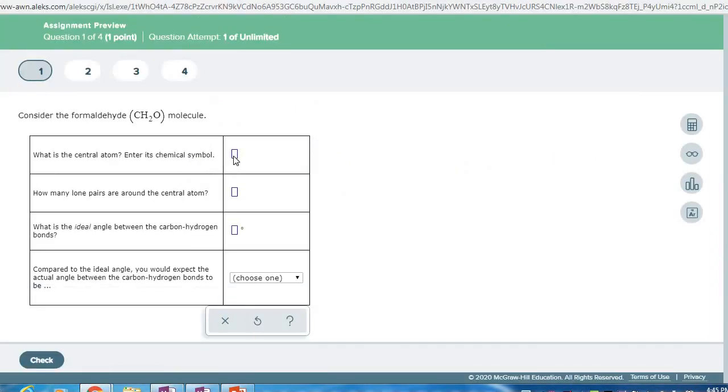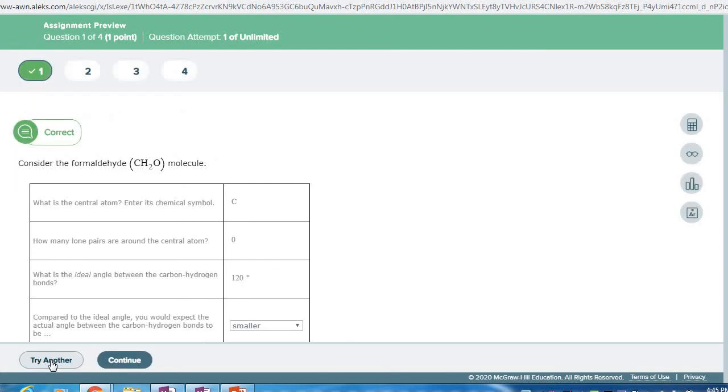And so let's go back and let's look at our ALEX. What is the central atom here? It's going to be carbon. How many lone pairs? We didn't see any lone pairs. What is the ideal angle? Well, we know the ideal angle is 120 degrees from our notes and the table that we have memorized. And so what would we expect the actual angle between the carbon and hydrogen bonds? We would expect those actually now to be smaller because that double bond is changing that ideal angle, in this case, to make them smaller. So when we check those out, it does tell us that we're correct.